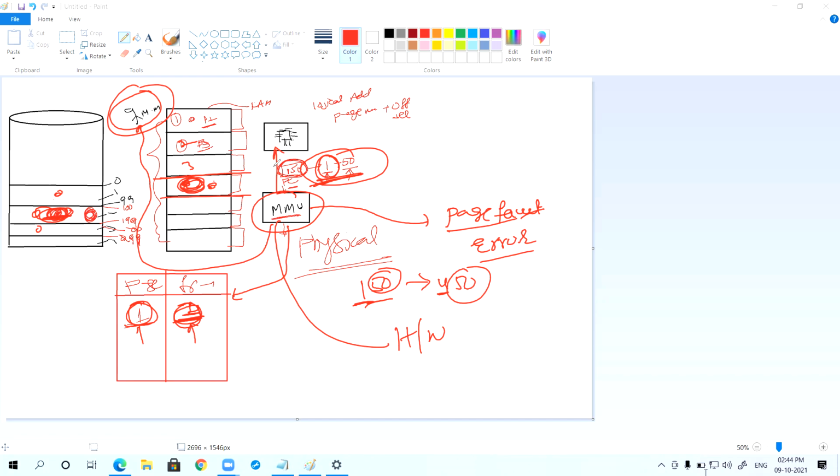Is that point clear? So who will maintain this page table? The MMU will maintain the page table.